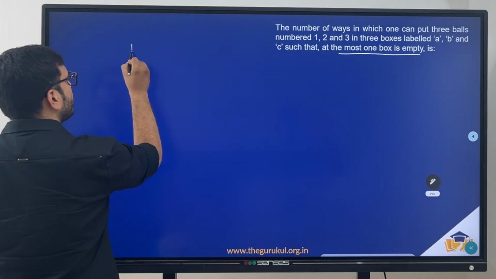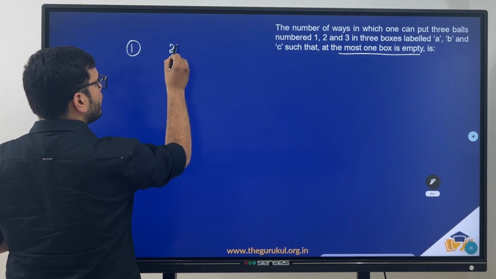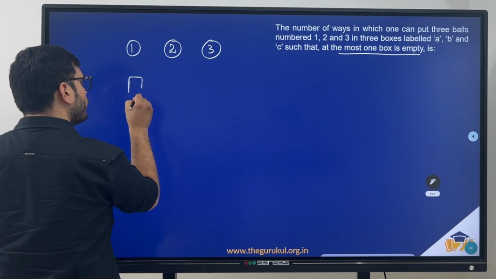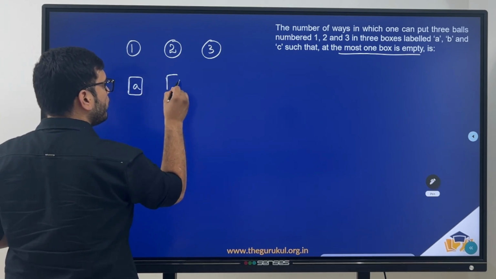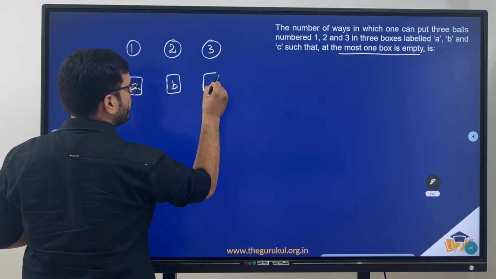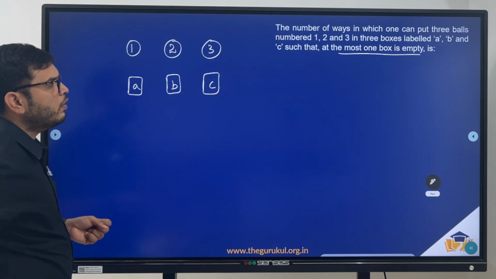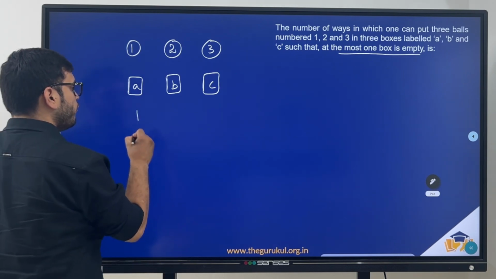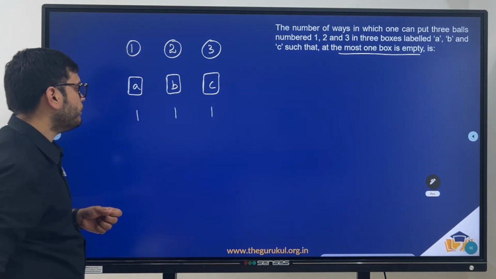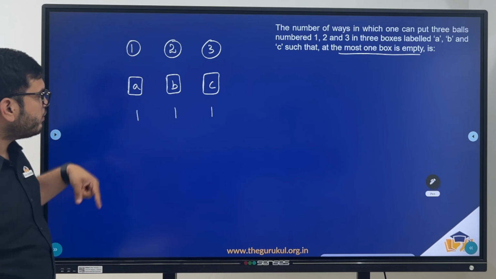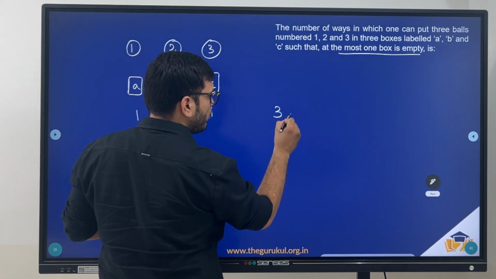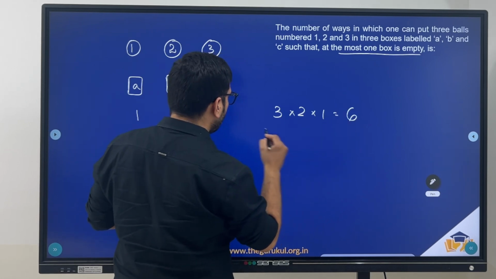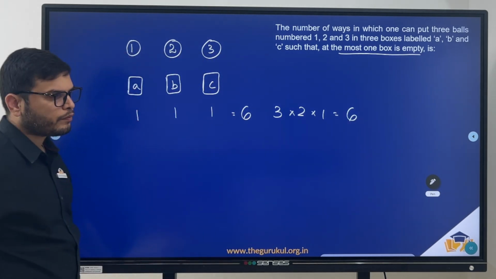So you have 3 different balls numbered 1, 2 and 3, and 3 different boxes named A, B and C, right? So let me try to fill all the 3 boxes. So placing one ball here, one ball here, one ball here, right? Now in how many ways can I select this ball? 3 ways, and this ball in 2 ways and 1 way. So in total there are 6, right?